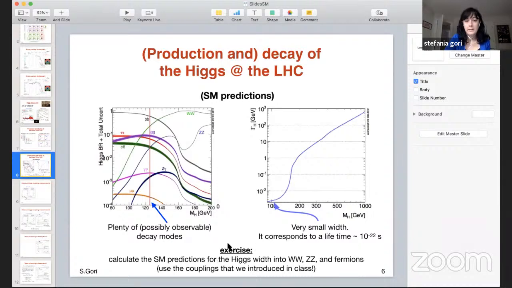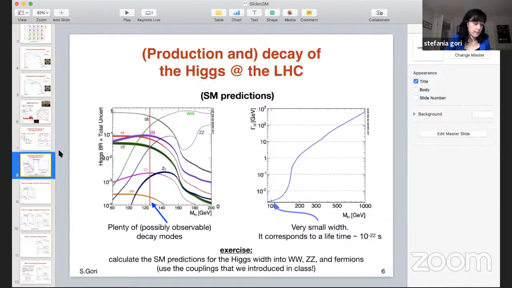And here I leave a little exercise. Using the standard model Lagrangian that we have learned from Monday to today, we could try to compute the several widths of the Higgs into WW, ZZ, as well as fermions. The fermion calculation is easier, so this is what I would start with. And then we can check that indeed we get roughly this type of decays, so this type of branching ratios. So this is for the standard model predictions.